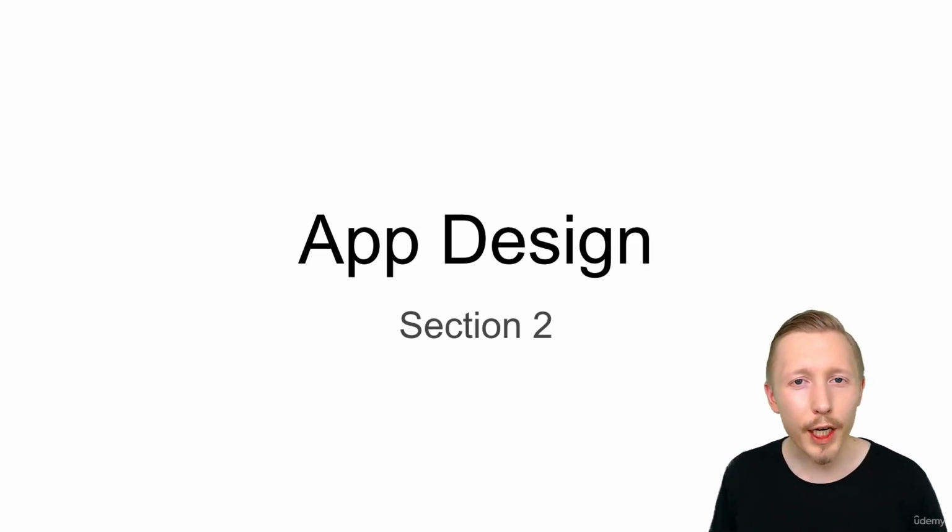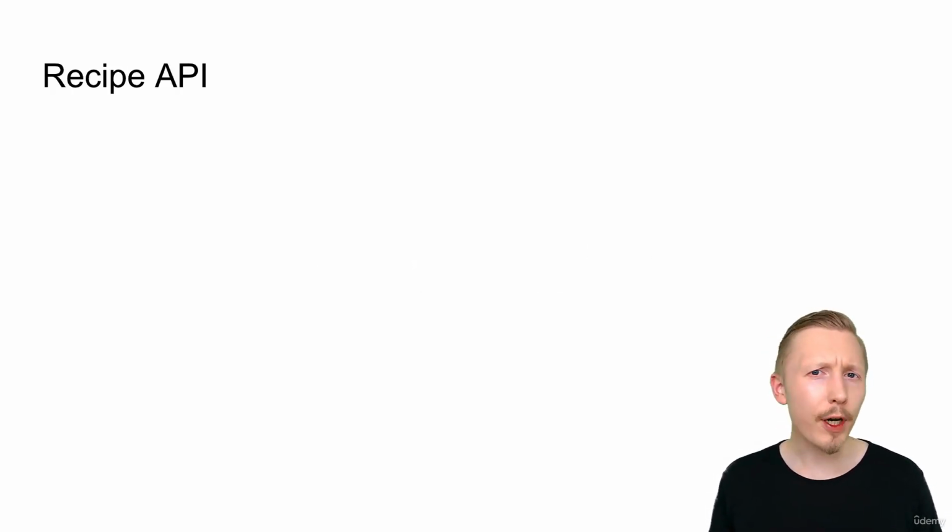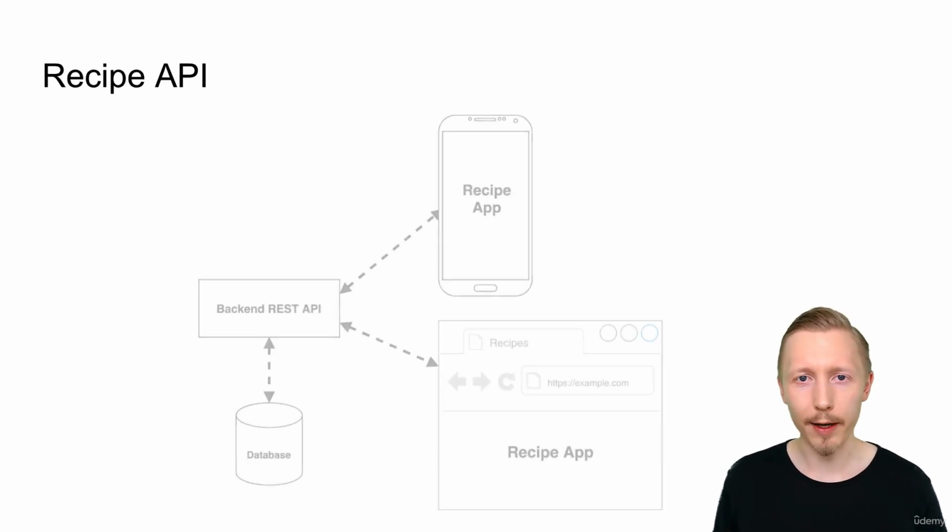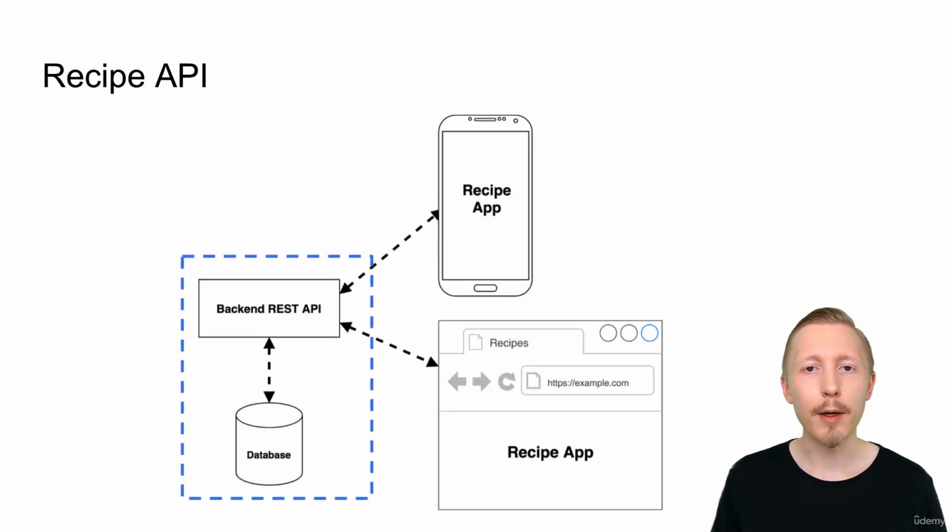In this section, we're going to go over the design of the app that we're going to be building in this course. The app we're going to build is the Recipe API. The Recipe API can be the backend component and database of a recipe app.